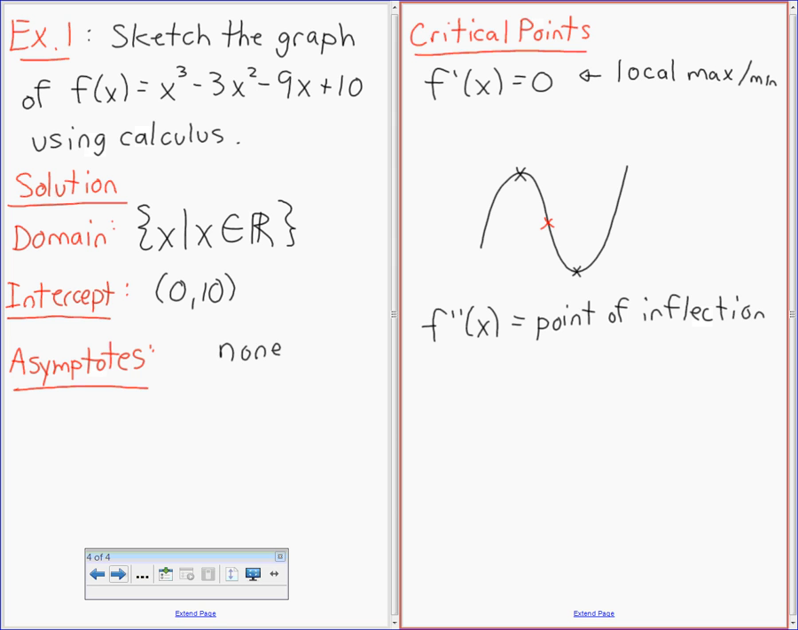Is it f double prime equals 0? Right. Thank you. So yeah, this is when f double prime of x equals 0.